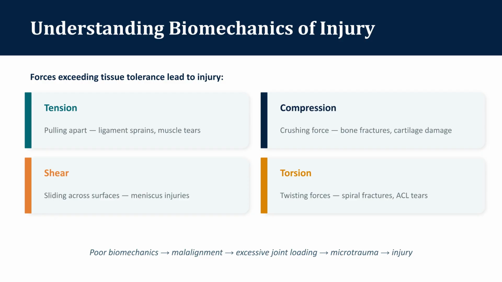Here's the clinical takeaway. Poor biomechanics lead to malalignment, which leads to excessive joint loading, which creates microtrauma and eventually injury. So when you see an athlete with recurrent problems, don't just treat the injury. Look at how they move. Fixing biomechanics often fixes the problem.